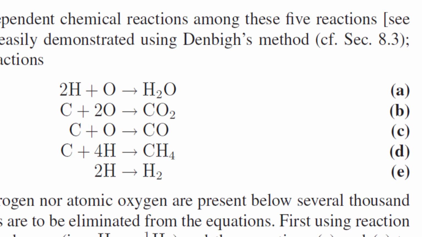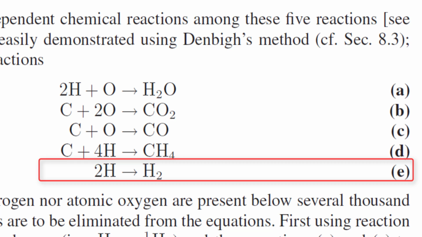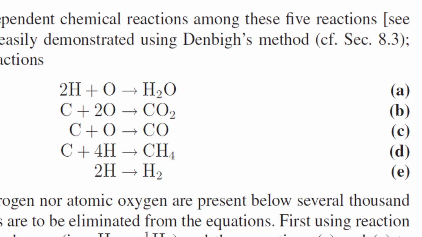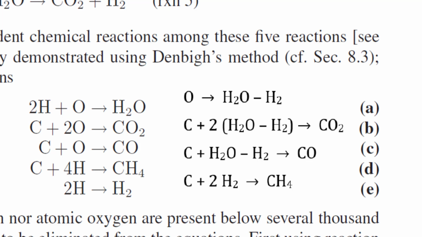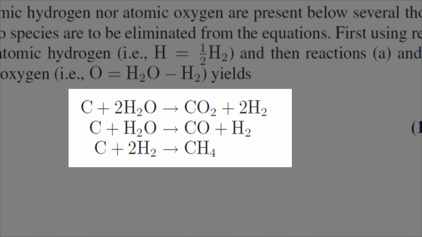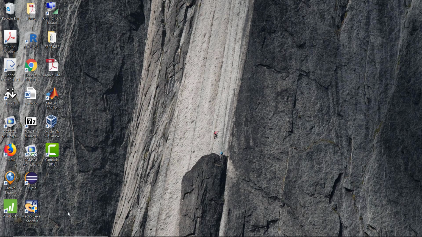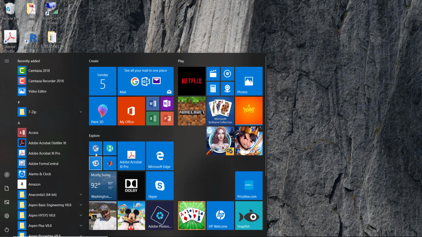So first thing is take equation E and replace the value of 2H into equation A, and then solve for oxygen. And O gives you H2O minus H2. So now that you have a value for O, replace it in equations B, C, and D, and you'll obtain the 3 equations below, and those will be your independent reactions. Let's go ahead and open Aspen Plus for this simulation.